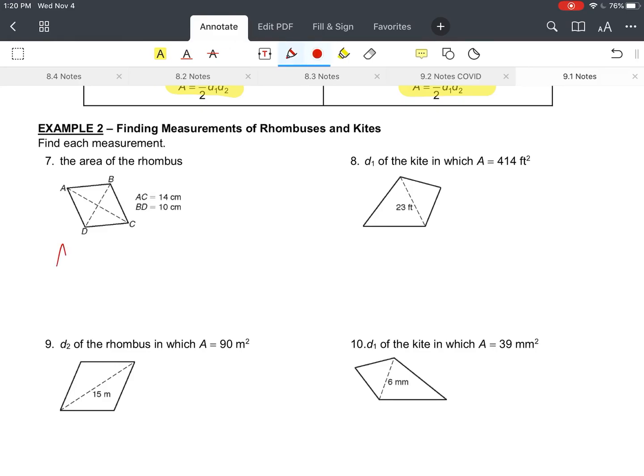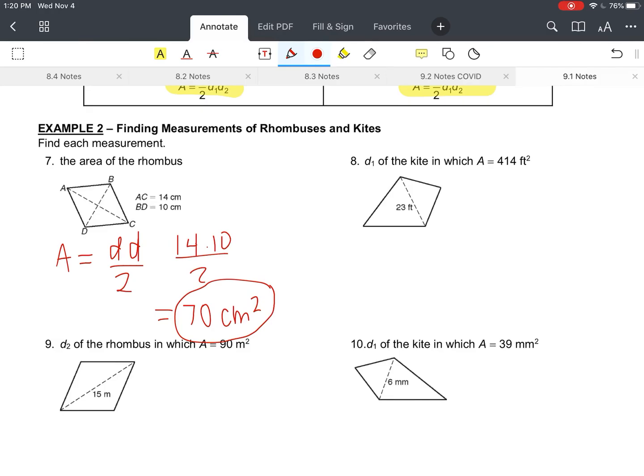So now let's apply these formulas. Find the area of the rhombus where AC, the diagonal, is 14 and BD is 10. So again, the area formula is D1 times D2, you can write it as times 1/2 or divided by 2. Well, 14 times 10 divided by 2 is going to be 70, and the units will be centimeters squared.